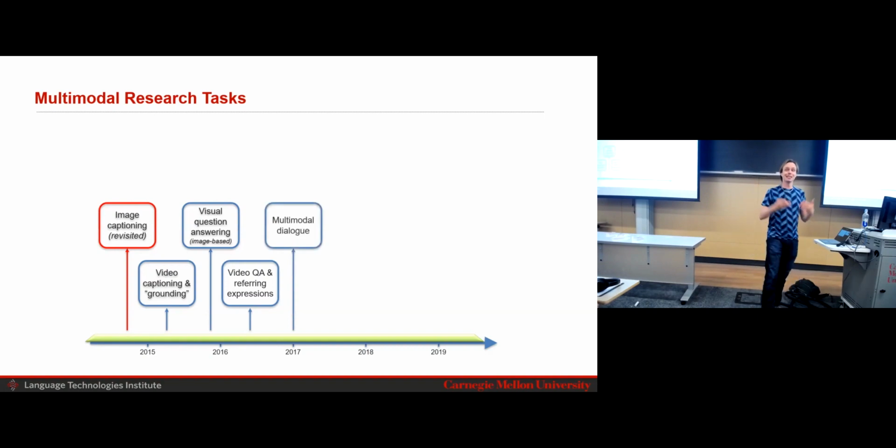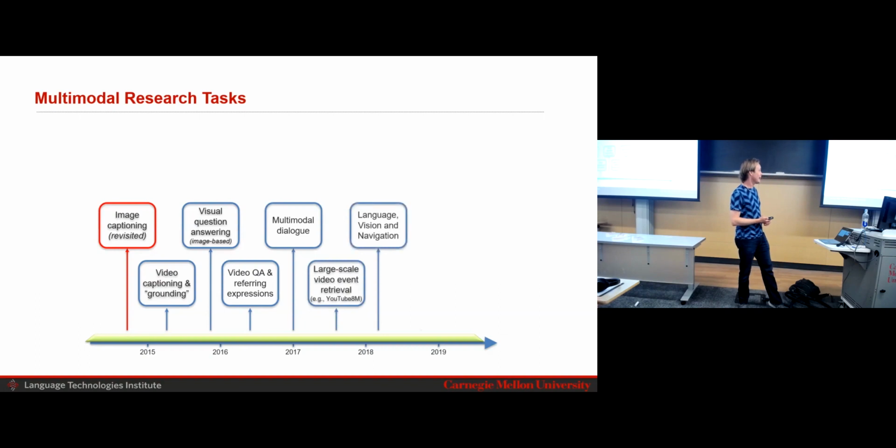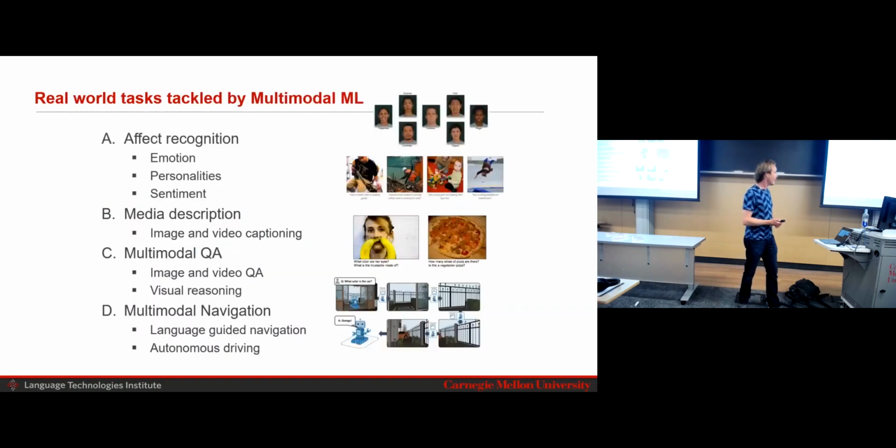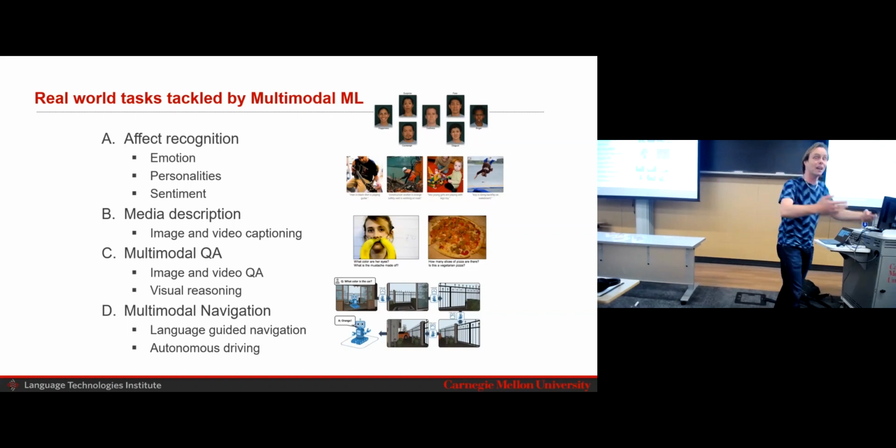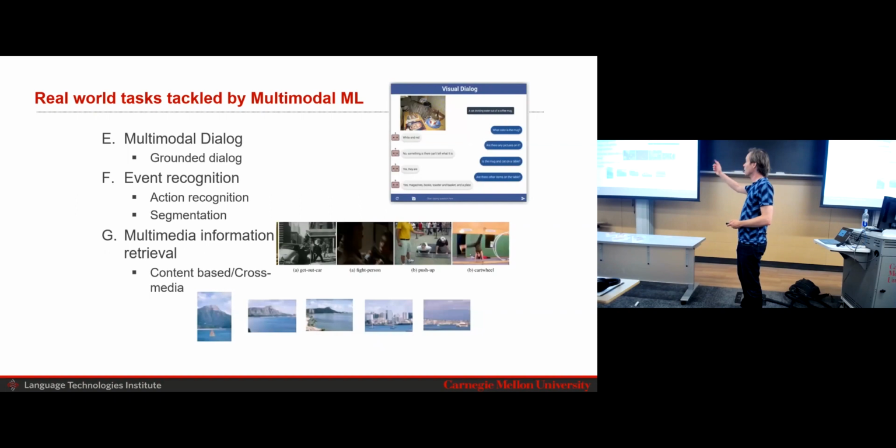Visual question answering and video question answering all came around the same time. And then we started seeing large-scale multimodal dialogue, and a lot more. In fact, we tried to help you: we took more than 100 datasets and put them in seven classifications. Some datasets could have been in more than one. One is affect recognition, emotion, personality; media description, image captioning, video captioning; multimodal question answering, like image question answering; and then navigation, where suddenly it's no longer just an image, but you're moving in the environment. And then dialogue, social interaction, event recognition, and retrieval as well.